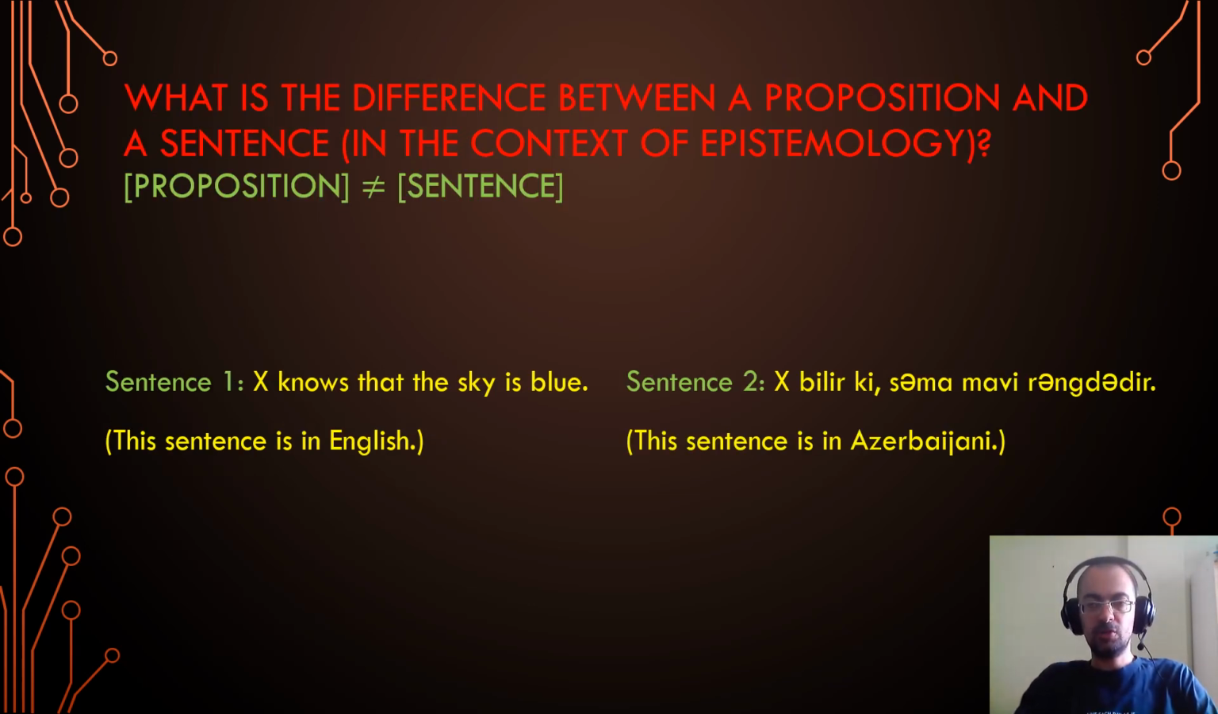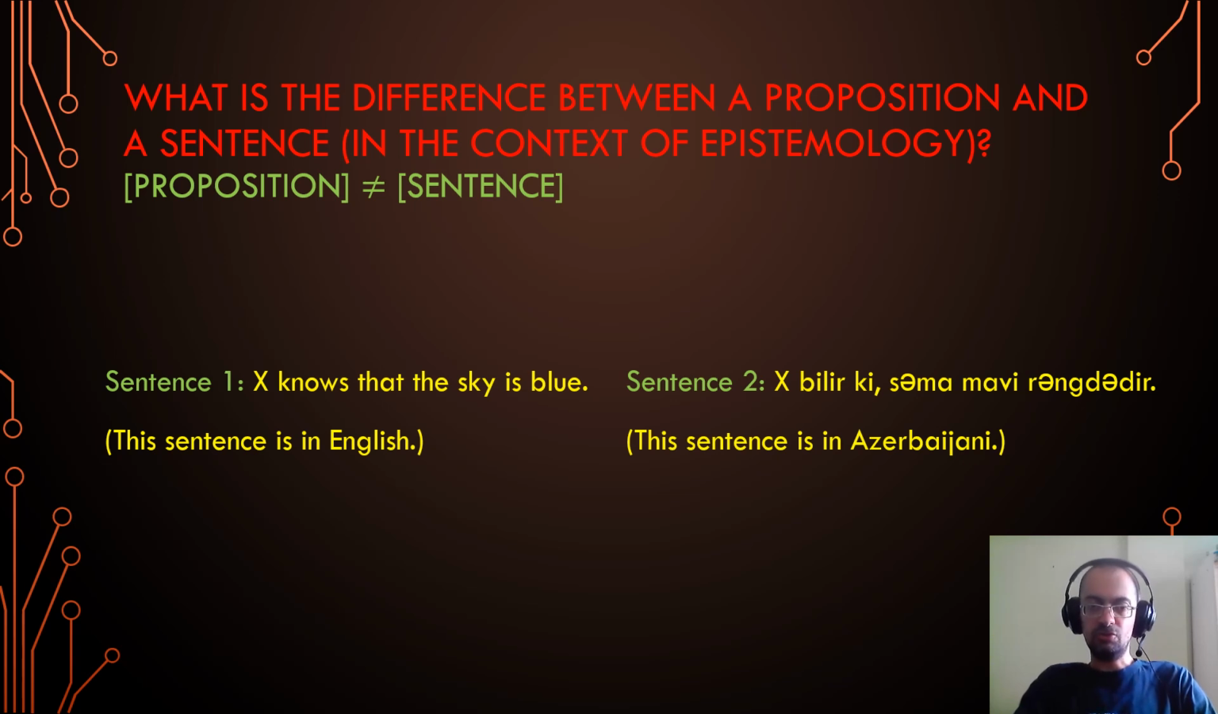And our next question is: what is the difference between a proposition and a sentence in the context of epistemology? Because in the context of logic, for example, we can answer this question in a different way. But here, we can only mention that a proposition is not the same as a sentence. They are completely different concepts, but there is some connection between them.